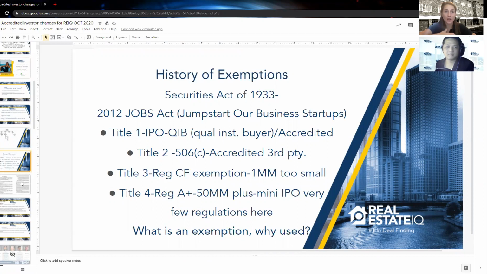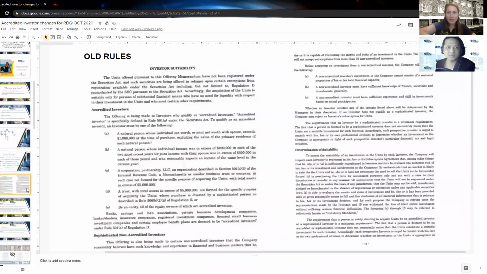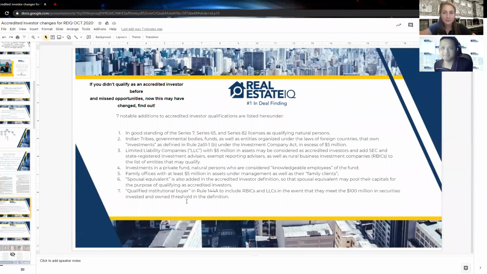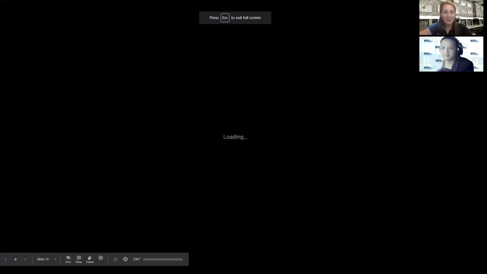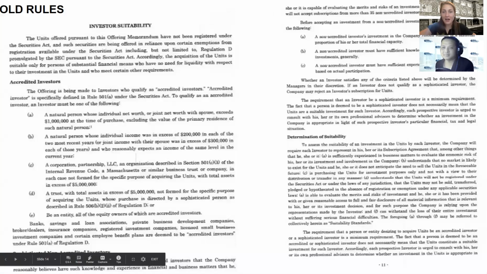So that's the limit that we follow. Yeah, Jeff, right there, the number, under 1, 2, 3, right there. Yeah, under that one. So on the right-hand side column here, Rule A, B, C, that's under the sophisticated definition. A: a non-accredited investor's investment in the company cannot consist of a material proportion of his or her total financial capacity. So like I said, we cap it at 10% of their net worth.